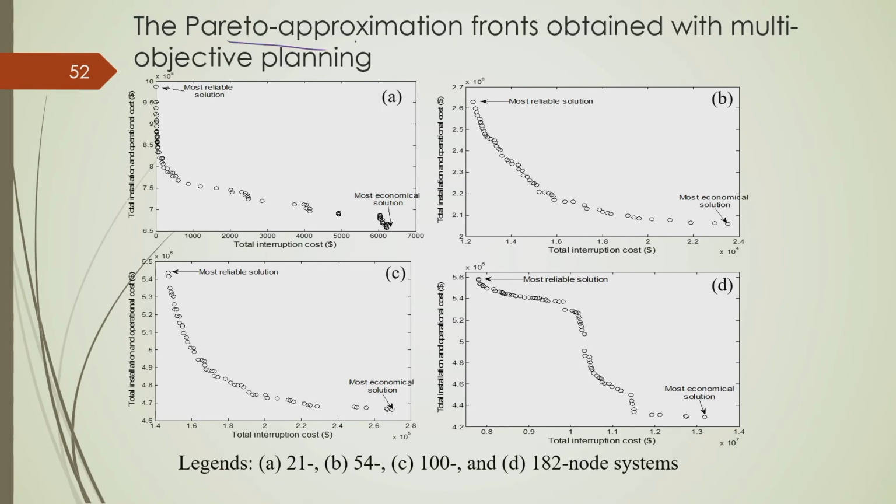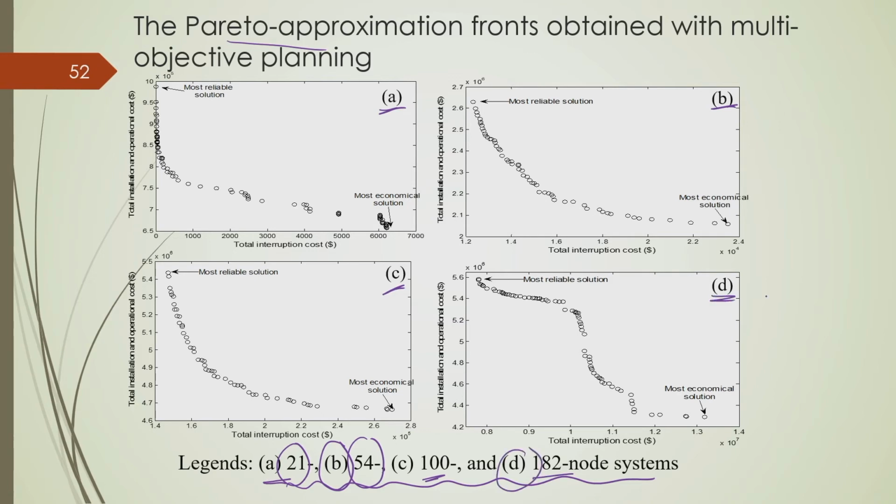Now, these are the results that we got for different systems. A represents the solutions of the 21 node system, B represents the solution for the 54 node system, C represents the solution for the 54 node system, and D represents the solution for the 182 node system.